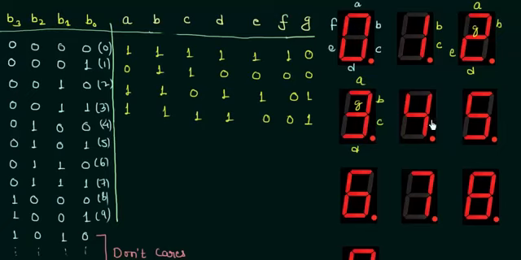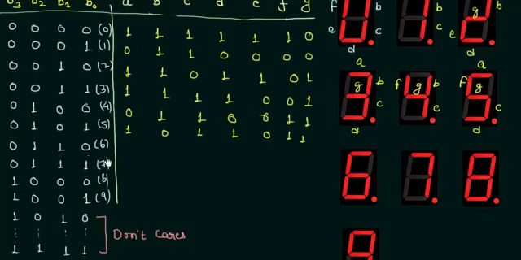Similarly for the number 4, B is high, C is high, F is high and G is high. So B, C, F, G are high, and the rest of them are 0. Similarly for number 5, we have A, C, D, F and G as high, and the rest of them are 0.